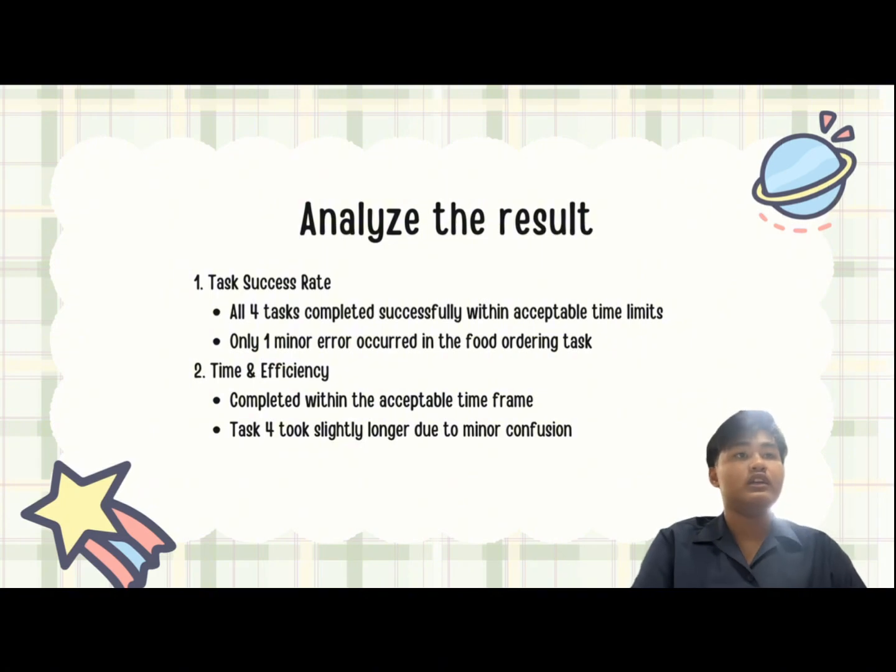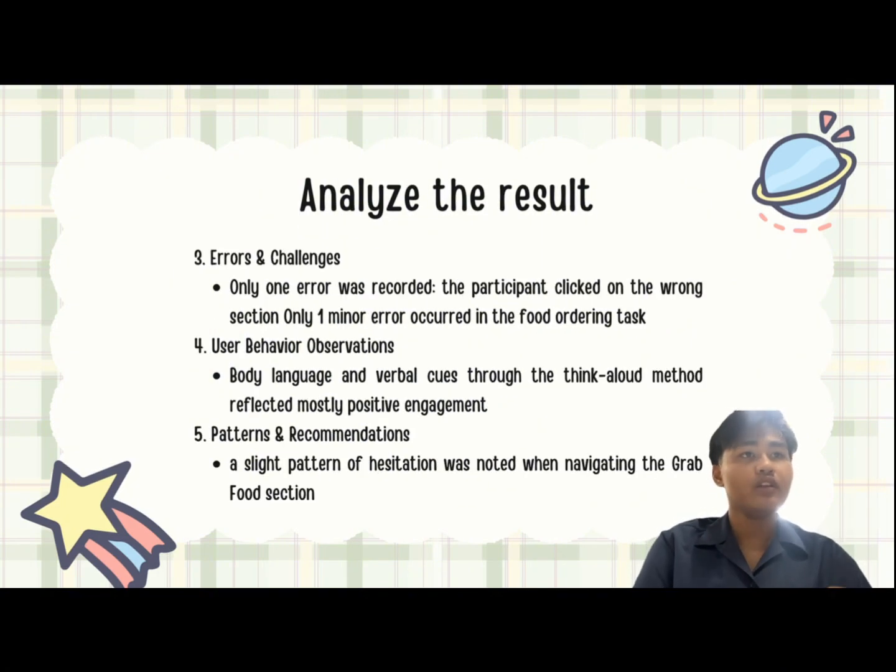The third one is errors and challenges. Only one error was recorded, where a participant clicked on the wrong section while trying to make a mobile phone top-up credit, and no critical issues were observed. This low error rate suggests that the overall interface is user-friendly, although some improvement can be made in the top-up section of Grab.